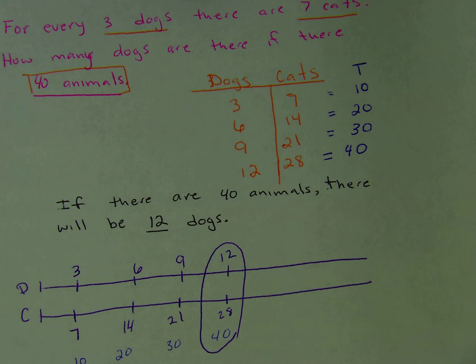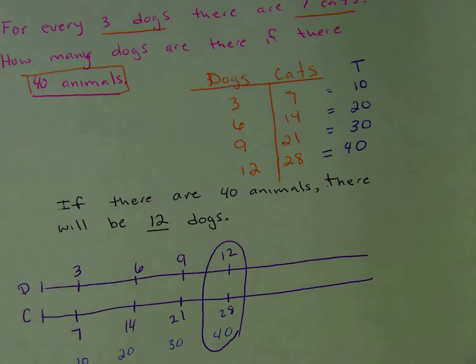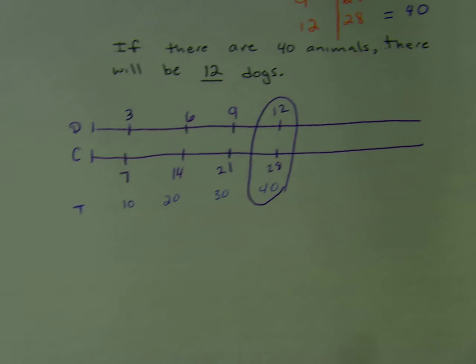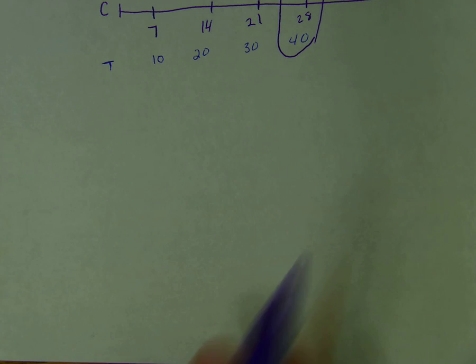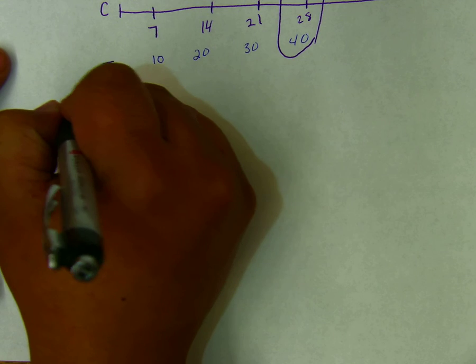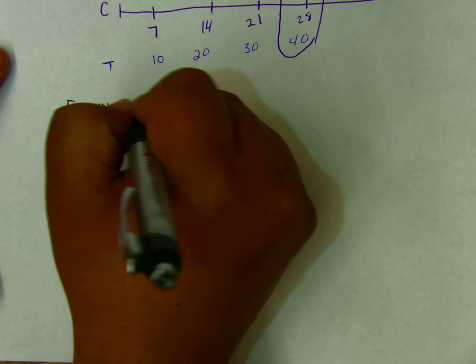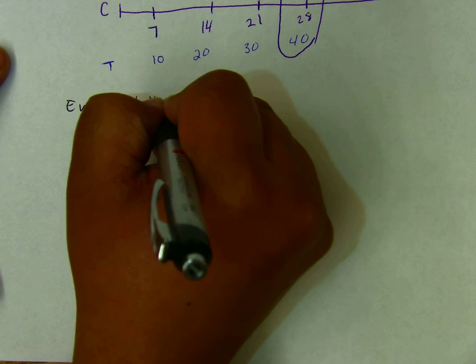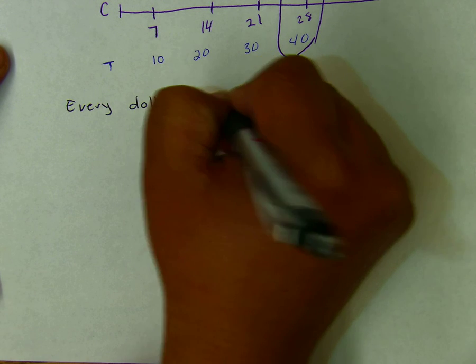Okay, let's go ahead. We can do another one, just to make sure that we know what we're doing. Let me go ahead and move my paper up. And let's start with a new question. And the information that they're giving us is, every dollar has 10 dimes.